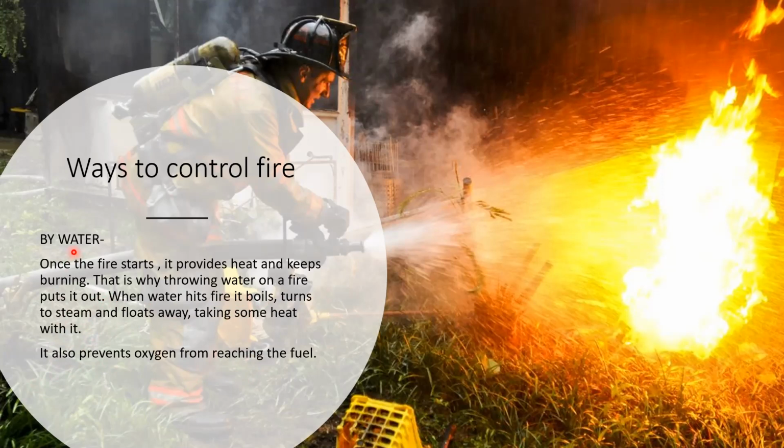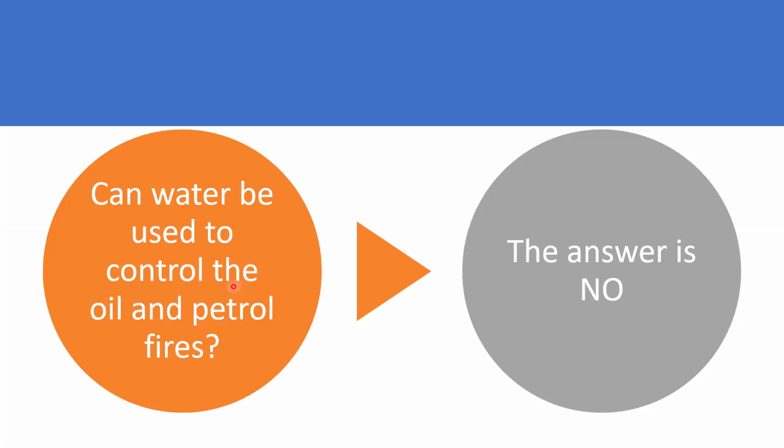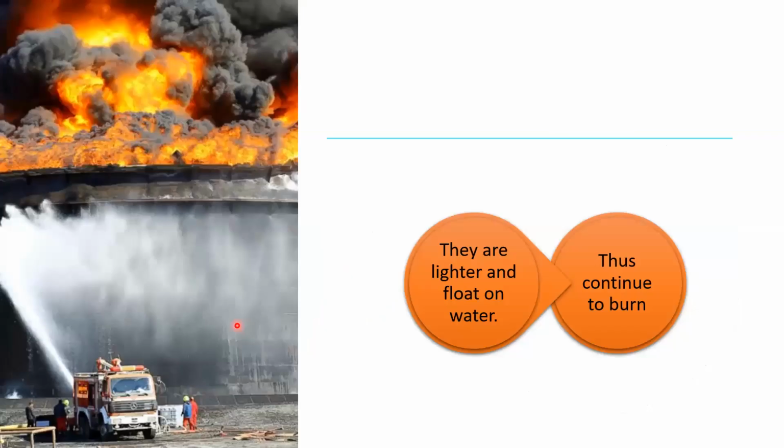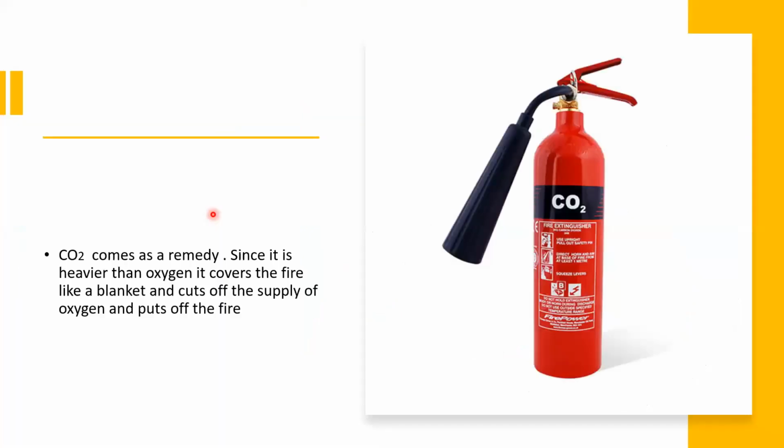But the question is, can water be used to control oil and petrol fires? And the answer is a big no, not at all. Then what is the remedy if the fire is made by oil or petrol? Well, children, oil and petrol are lighter and they float on the water. Thus, they continue to burn. Then how to control this kind of fire? CO2 comes as a remedy.